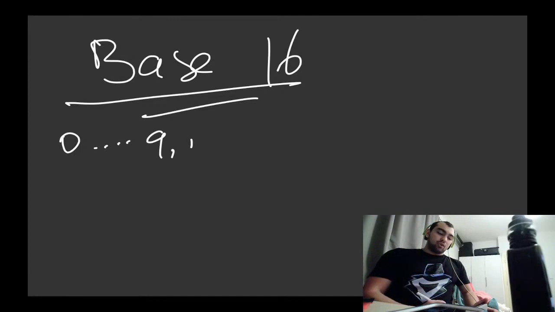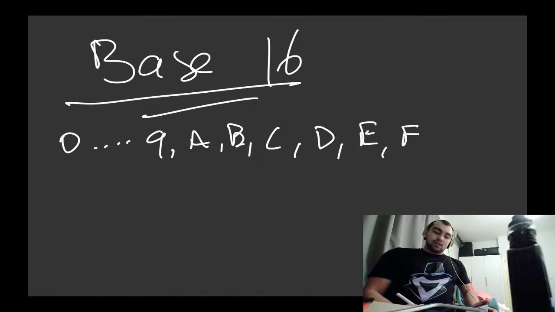So then we come up with A, B, C, D, E, and F, right? And again, 0 through 9 makes 10, so 0 through 9 is 10, then 11, 12, 13, 14, 15, 16. And this is 16 digits in total.